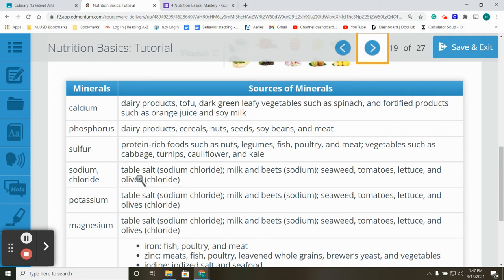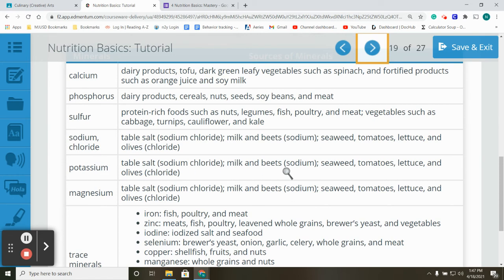Sodium chloride is like table salt. Milk and beets have sodium. Seaweed, tomatoes, lettuce, and olives have chloride. Potassium, table salt, sodium chloride, milk, beets, that's the same, just potassium. Okay, interesting. All right, continuing on.